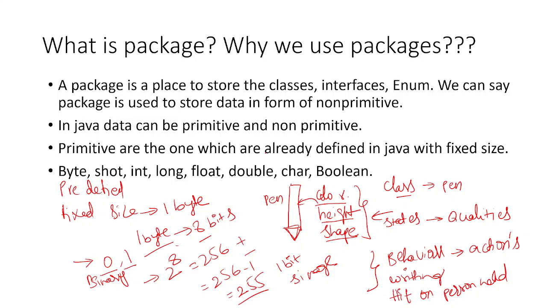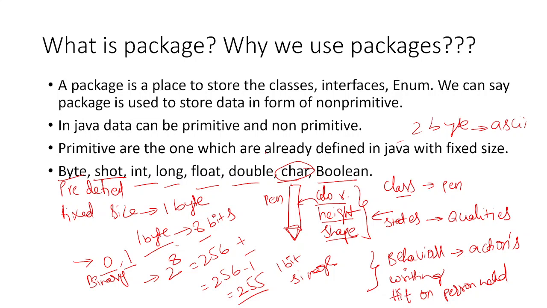In this way we have short, int, long, float, double, char and boolean. Char is of 2 bytes, and it will have the ASCII values. These ASCII values, each number will have a particular character. If you search in Google, you will get more about that.